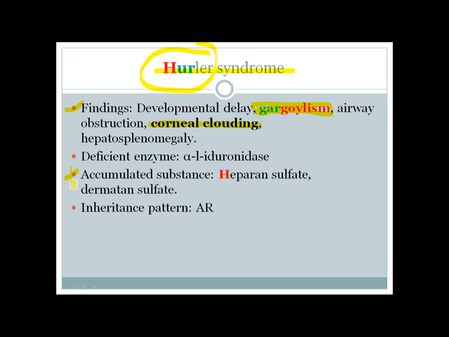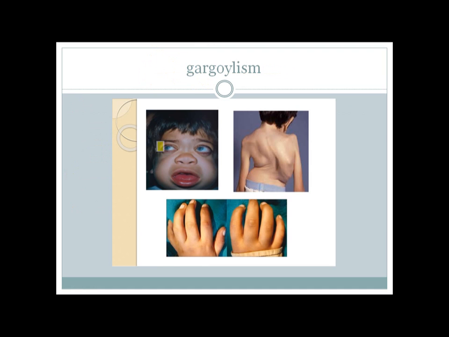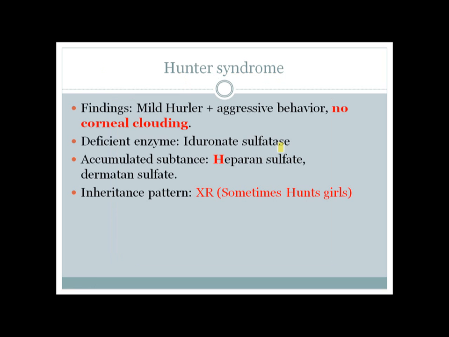And the accumulated substance, you can remember from the name that has H: the accumulated substance is heparan sulfate, so H. And the deficient enzyme is called alpha-L-iduronidase. And there can be deposition of mucopolysaccharides like heparan sulfate and dermatan sulfate in the liver and spleen also, so the patient can have hepatosplenomegaly. So here you can see musculoskeletal deformities associated with gargoylism, which are associated with Hurler syndrome.